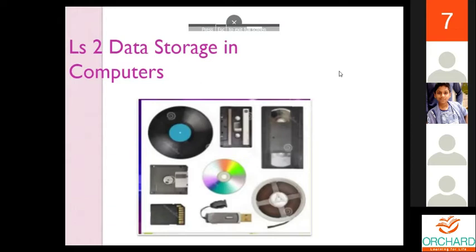Okay. So our second lesson is data storage in computers. Data storage in computers. So in this lesson, we are going to learn about what is memory, what is bit, what is byte, and what do you mean by binary language, and about some data storage devices. It is an interesting lesson also. Okay.